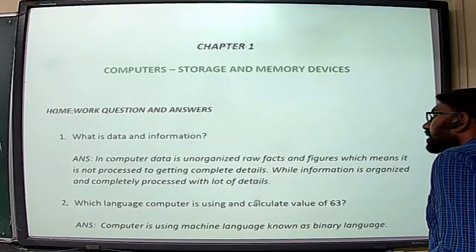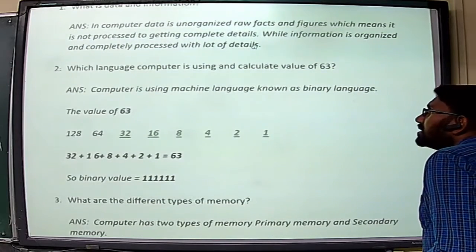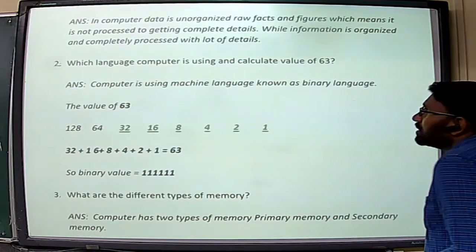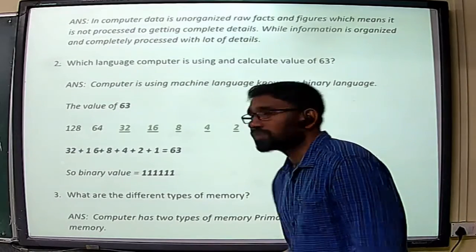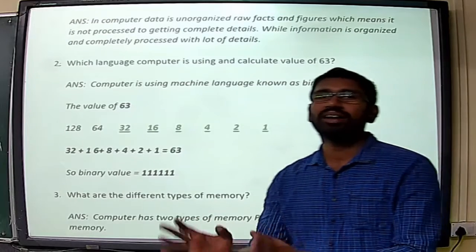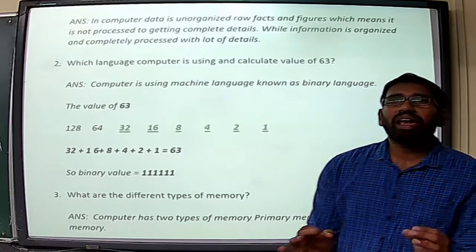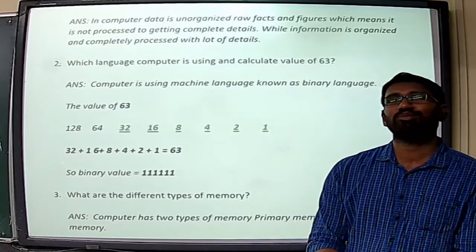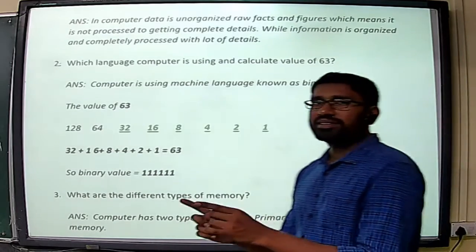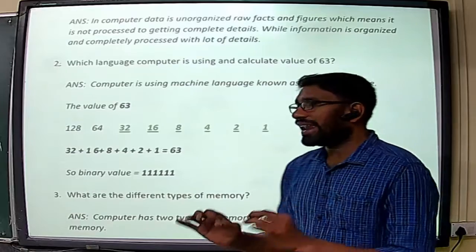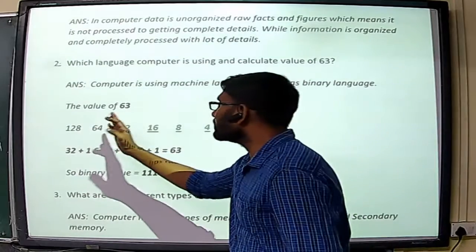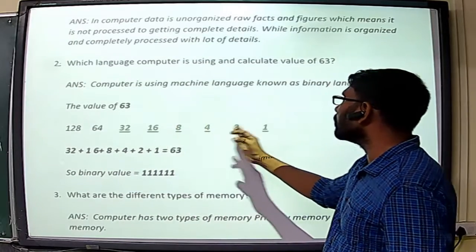Then our second question: which language does the computer use, and calculate the binary value of 63? We already know that the computer only understands machine language, which means binary language. The computer doesn't have any idea about English, Hindi or the rest. It only knows the language 0, 1, 0, 1. We already know bits are 0 or 1, and a byte has 8 bits: 128, 64, 32, 16, 8, 4, 2, 1.